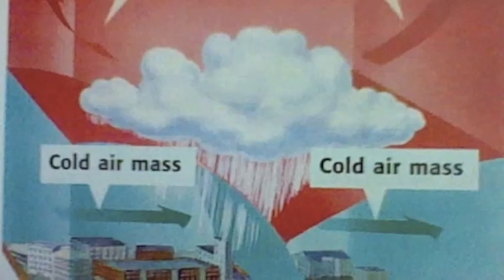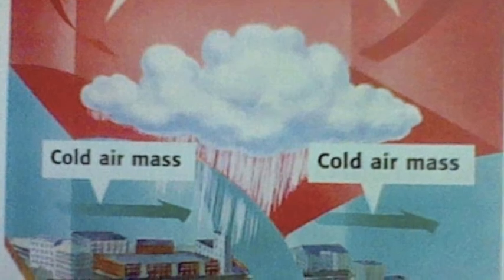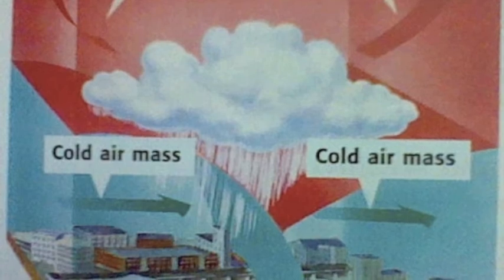The occluded front forms when a warm air mass is caught between two colder air masses. The coldest air mass moves under and pushes up the warm air mass. The coldest air mass then moves forward until it meets a cold air mass that is warmer and less dense.